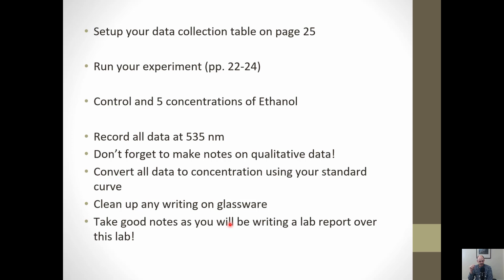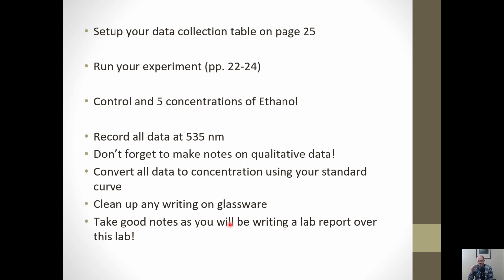So what you'll do is you'll set up a data collection table on page 25, and you're going to run your experiment. Now, when you're designing it, keep in mind you're probably going to be making 5 different concentrations of ethanol and a control. So 6 total concentrations, right? And each concentration you're going to do 3 times. That way you can put standard error bars on your figure later on. So 5 concentrations of ethanol plus a control, and each one you'll do 3 different times.